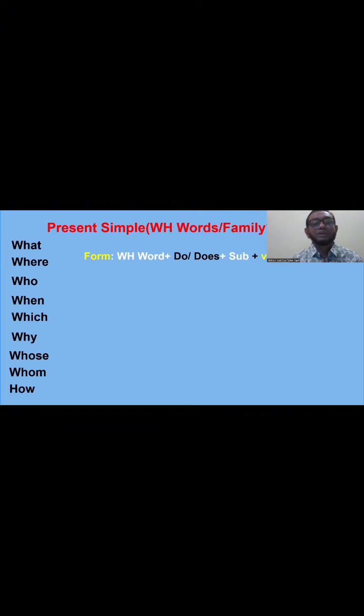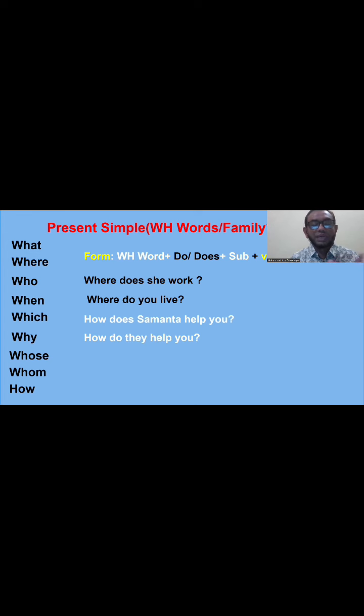It will be the WH family. Okay, so we can give some examples now. Where does she work? Where do you live? And how does Samantha help you? And how do they help you? Which pen does he need? And which pen do we need? That is very easy, I think. If you look very carefully, it will be easy to understand.